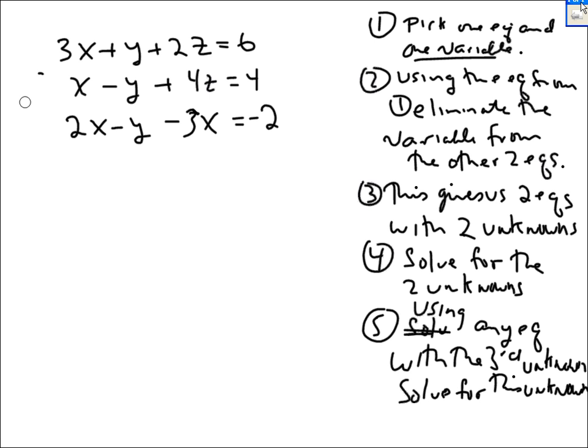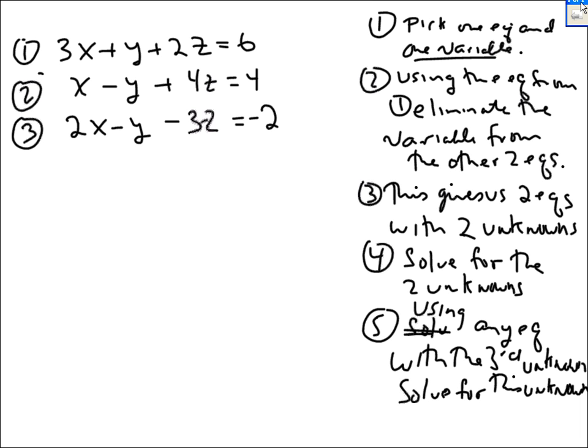Now I notice that the numbers in front of the y's are the same. I don't care about signs. The numbers in front of the y's are the same. I'm going to use equation 1. So step 1 says pick one equation and one variable. I'm going to pick equation 1 and the variable y.